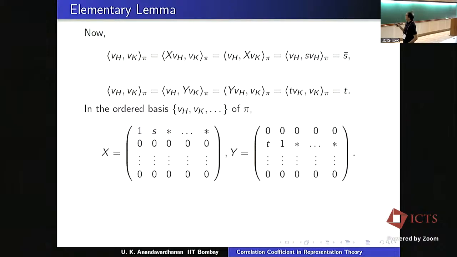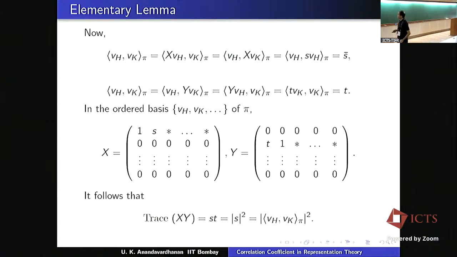Let's do this in one more way. You start with these two elements, and VH could be VK also, in which case I have written down only one, and extend it to a basis, and in that you write these rank 1 operators. Rank 1 because of multiplicity 1. You just write down the corresponding matrices, take the product and take the trace. From this product, it's clear that the trace is ST, which is mod S squared, and this is exactly the correlation coefficient.